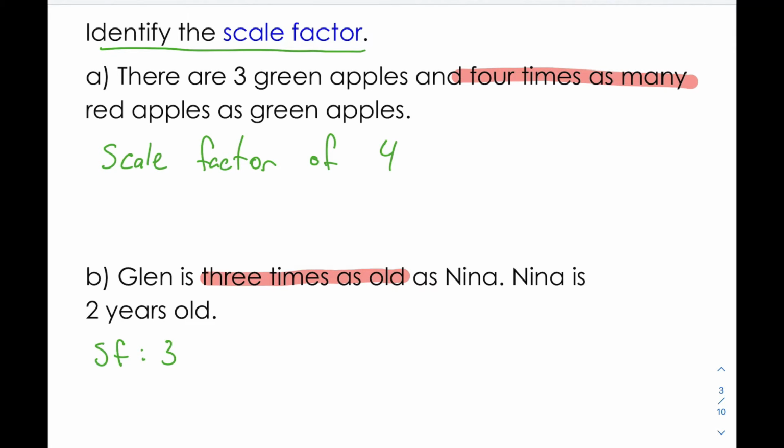And I'm sure you can already solve these problems in your head. If there are 3 green apples and 4 times as many red as green, it would be 4 times 3, and that's equal to 12. And here, Glenn is 3 times as old as Nina. 3 times 2 is 6.